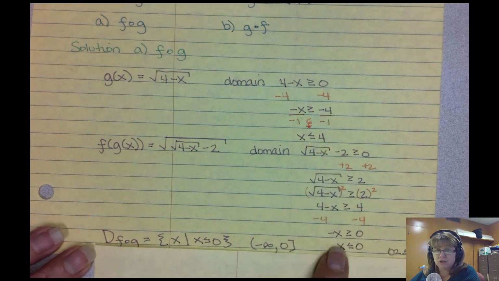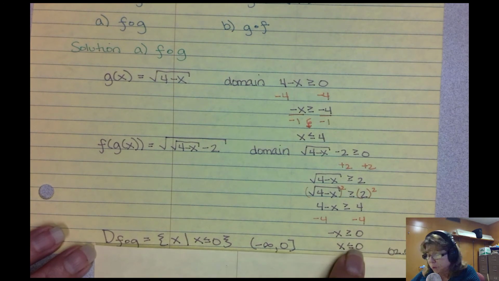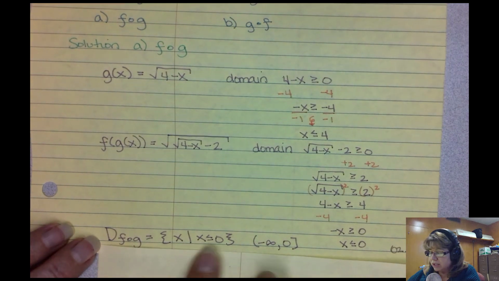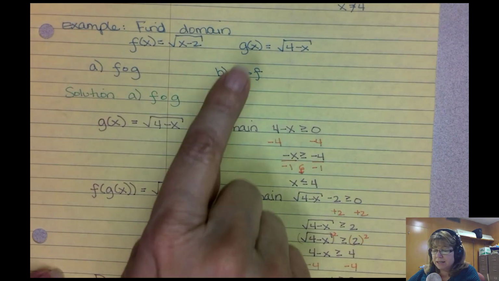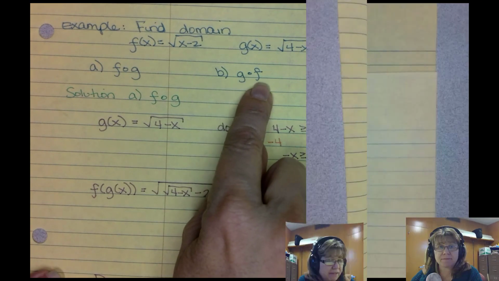I have to make sure that it's acceptable for both of the functions, or I should say the composed function. So x such that x is less than or equal to 0, or negative infinity to 0, including 0. Now let's take a look at the second version, g of f.